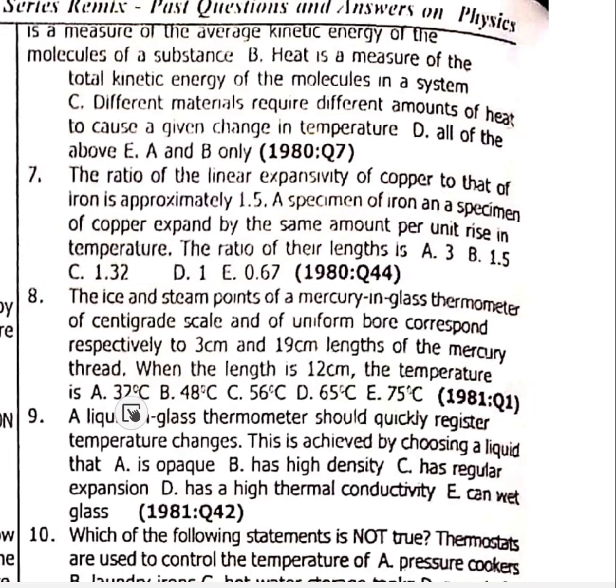Number 7 has to do with calculation. We'll skip 8. We'll skip 9. A liquid in glass thermometer should quickly register temperature changes. This is only achieved when you pick a liquid that has a higher thermal conductivity. And a higher thermal conductivity means that the liquid will allow heat to pass through it quickly, which will show a shorter time in response.